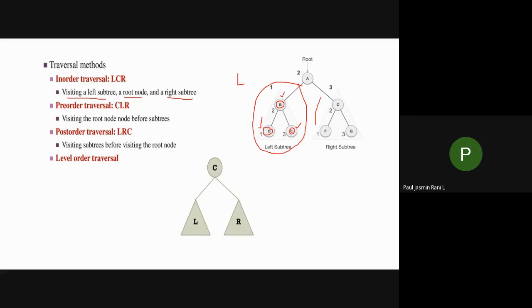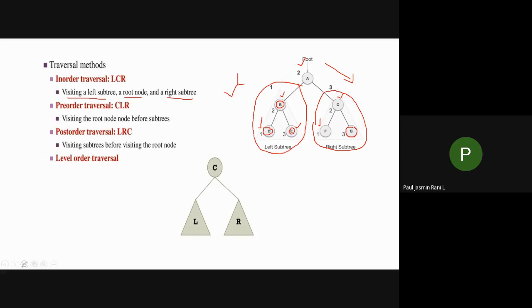When can I visit this right subtree? After completing this part only, I can move to this right subtree. And when can I visit this element G? After completing F, after completing C only, I can visit this last node G, because it is the right subtree. So this is how this algorithm works.